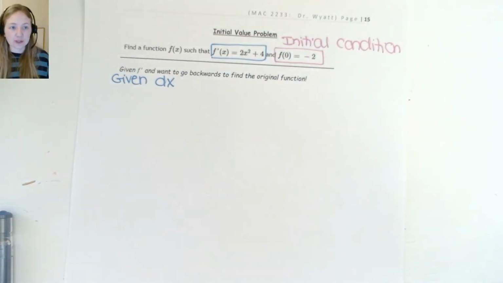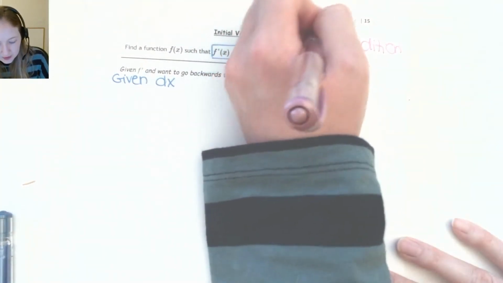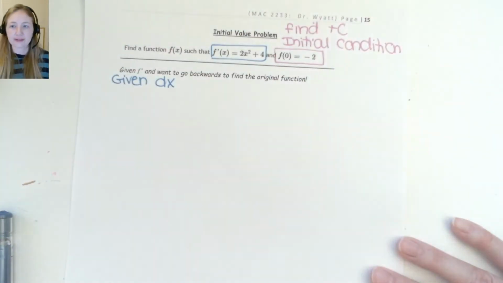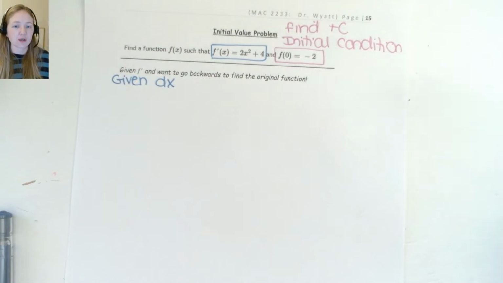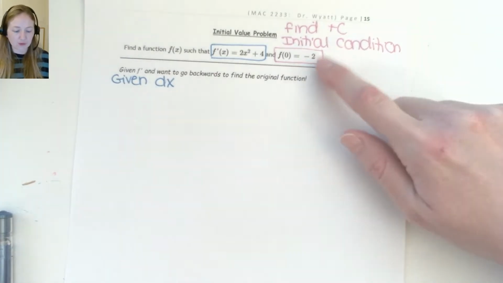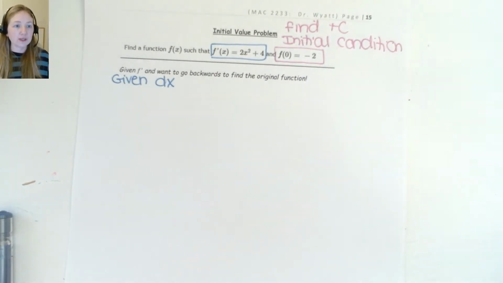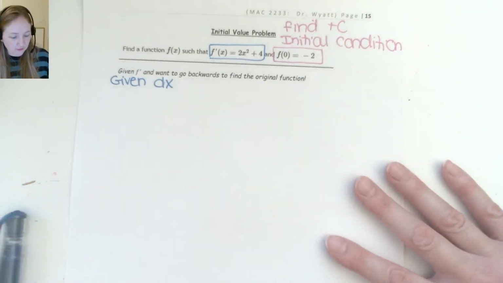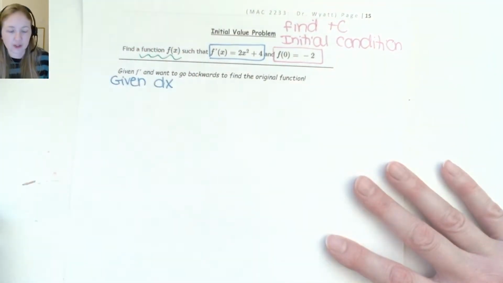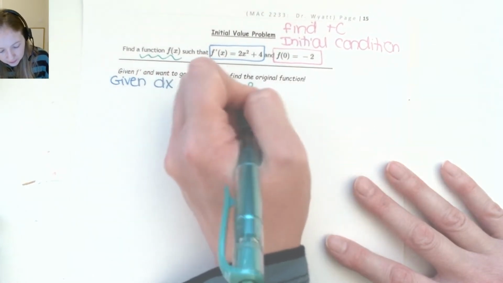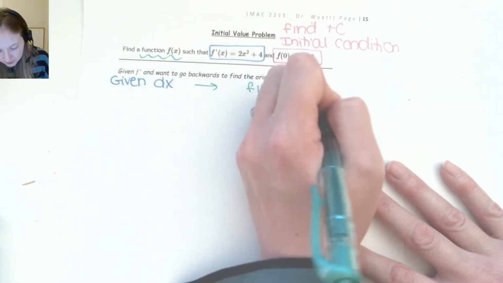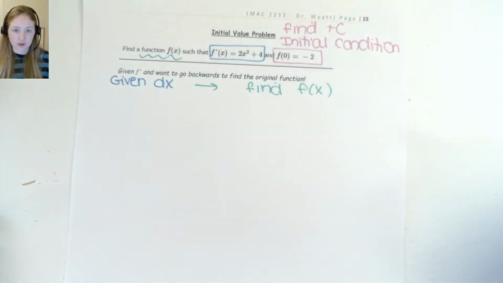The reality of this is this initial condition is going to allow us to solve for our plus c. So that function information is going to allow us to solve for the c value. So up to now, we haven't been solving for c, but now we can solve for c given this function information. So here's what the deal is. We're given the derivative, and what they're asking us is to find the original function f. So we want to go back and find our function f of x, the original function.